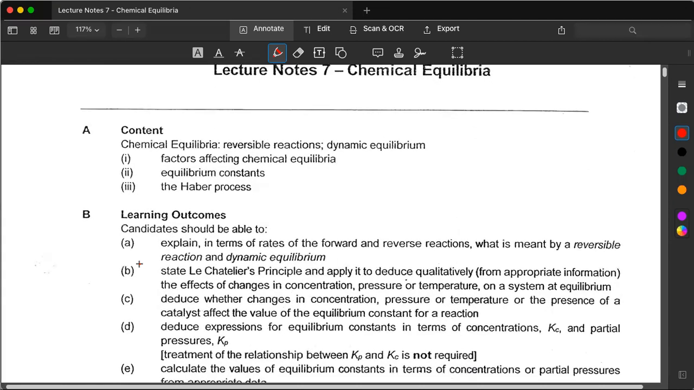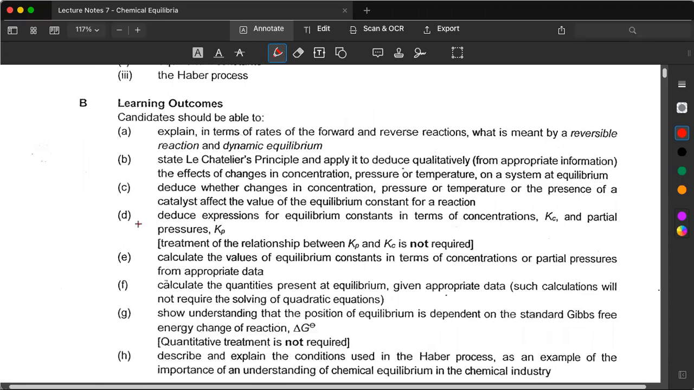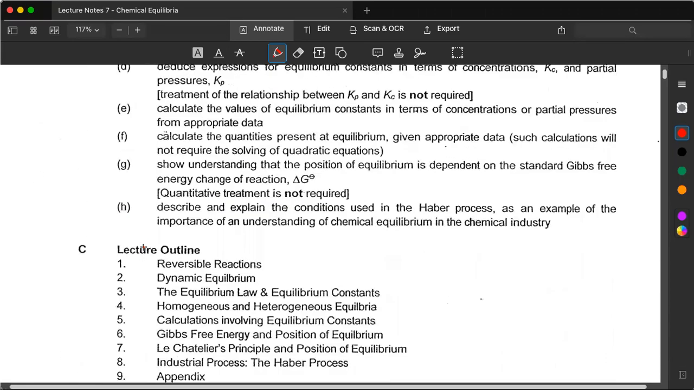Now, these are the learning outcomes in the A-level syllabus. I will talk about each of them during the lecture.